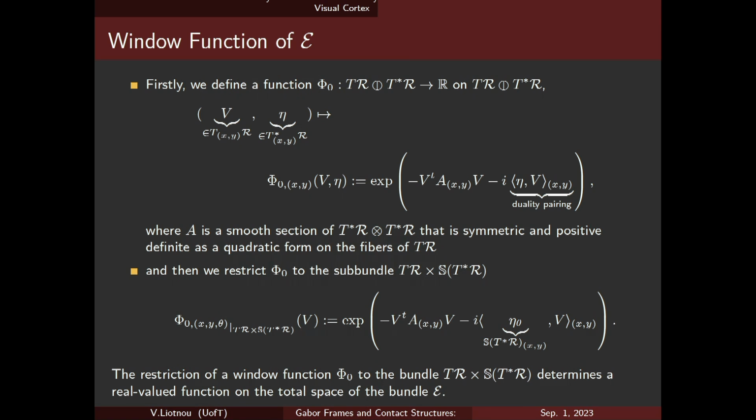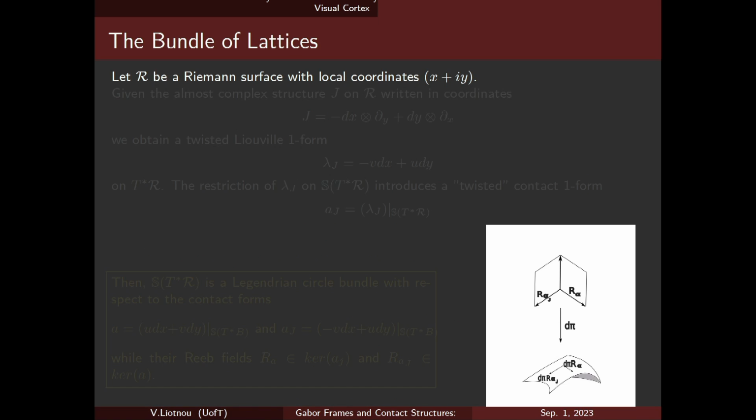And this restriction gives us a window function on the pullback bundle where we want it to be. The third building block of Gabor analysis will be some sort of sampling set. So instead of using the classical lattices, now we are on vector bundles. So we had to introduce a bundle of lattices.